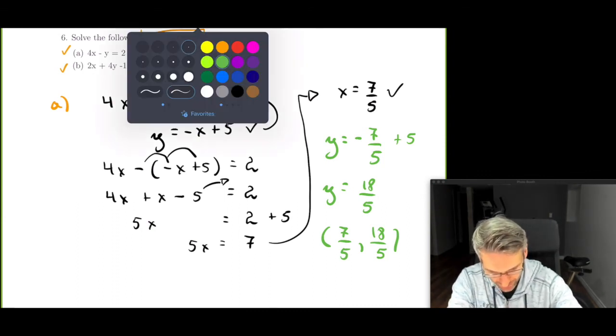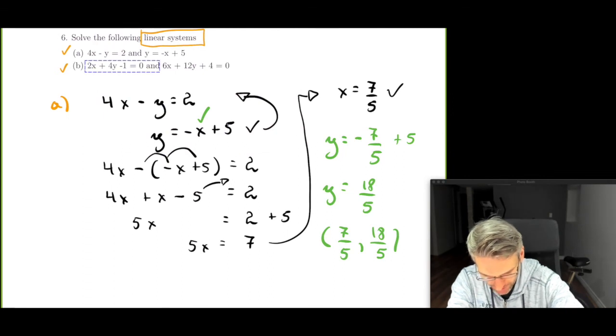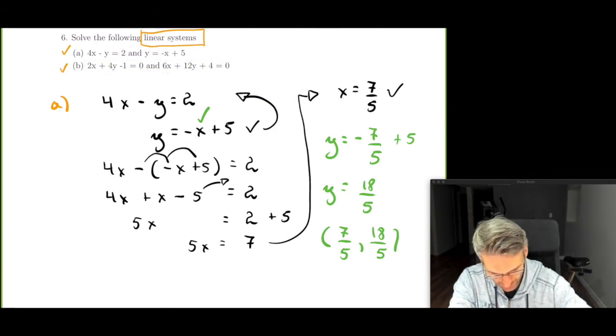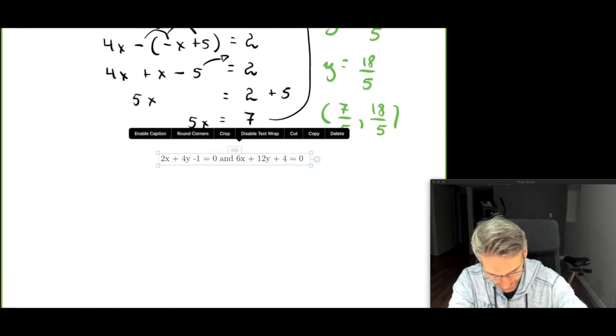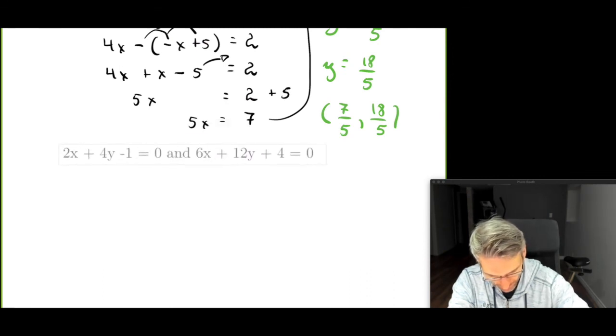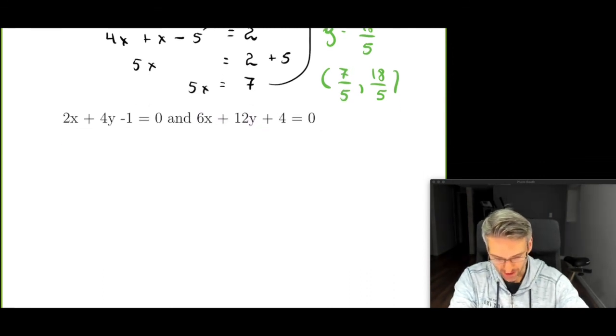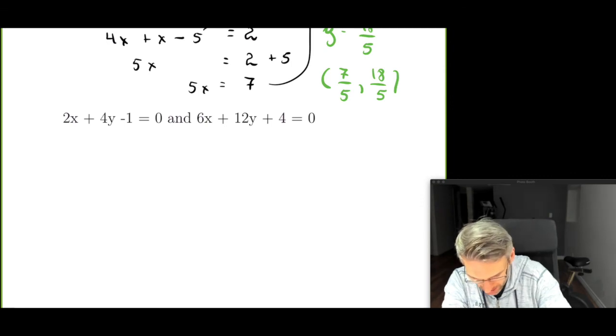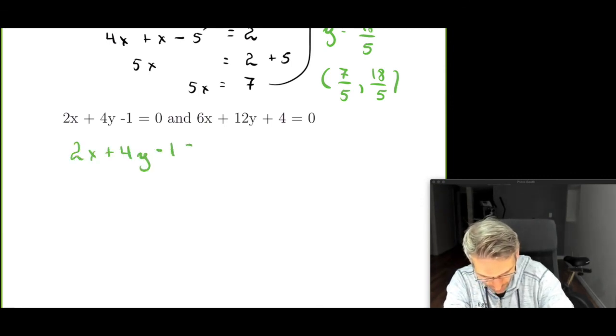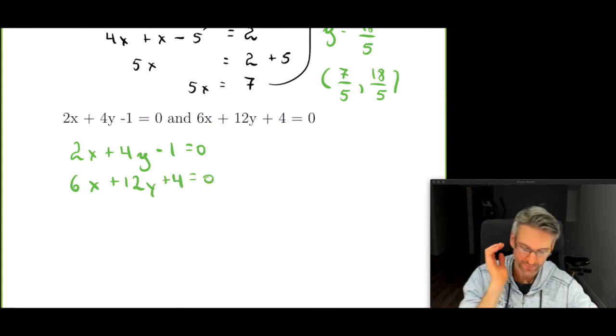So let me copy it down. This example right here, let me bring it down and make it bigger. So let's take a look and see. I have 2x plus 4y minus 1 equals 0, and then I have 6x plus 12y plus 4 is equal to 0.